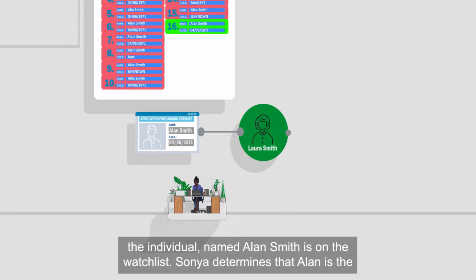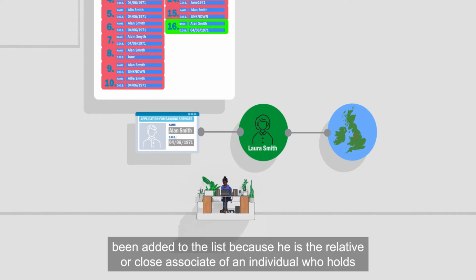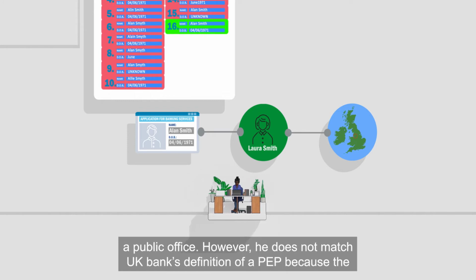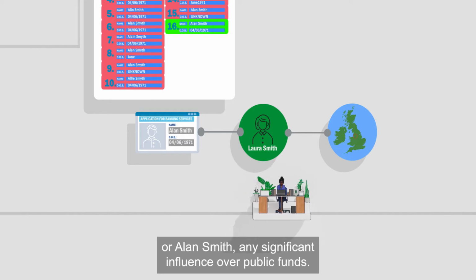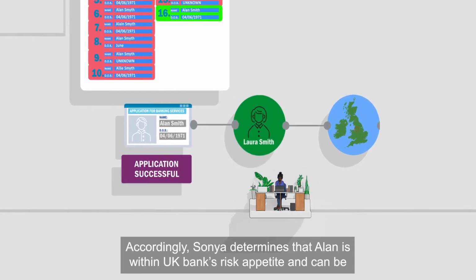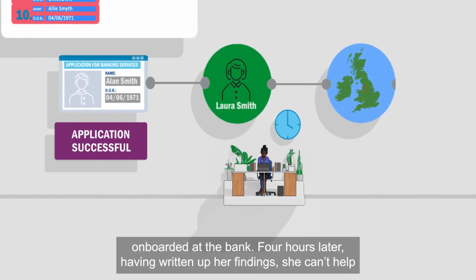Sonia determines that Alan is the husband of Laura Smith, who is a local councillor in the Manchester area of England. He has been added to the list because he is the relative or close associate of an individual who holds public office. However, he does not match UK Bank's definition of a PEP because the public office his spouse holds is not very high profile and is unlikely to give her or Alan Smith any significant influence over public funds. Accordingly, Sonia determines that Alan is within UK Bank's risk appetite and can be onboarded to the bank.